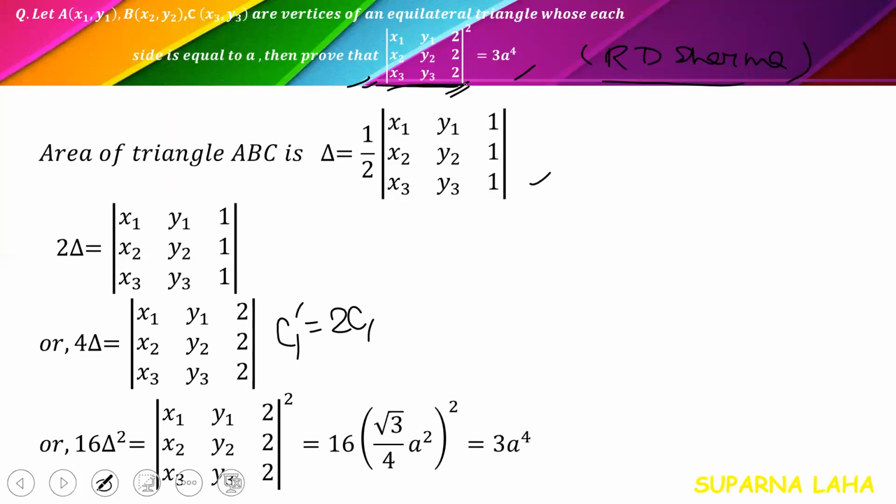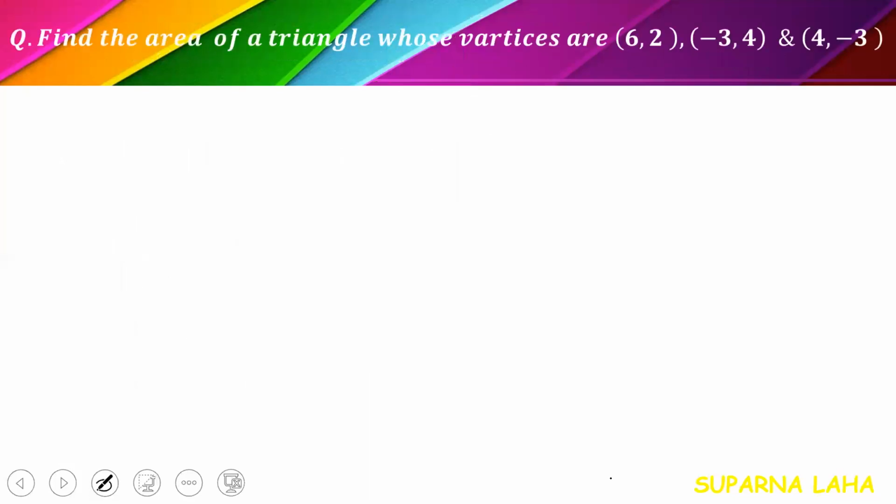So what is the area of an equilateral triangle? Root 3 by 4 into a square. And 4 fours are 16. So 16 and 16 cancel, and root 3 into root 3 is 3, into a to the power 4. So we proved it. Clear? So moving to the next question.